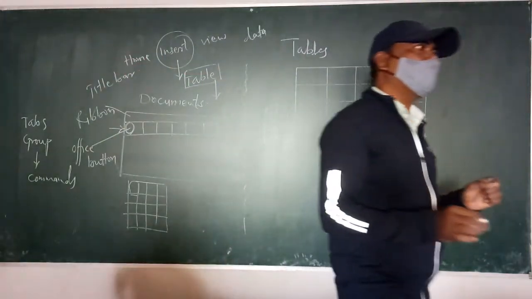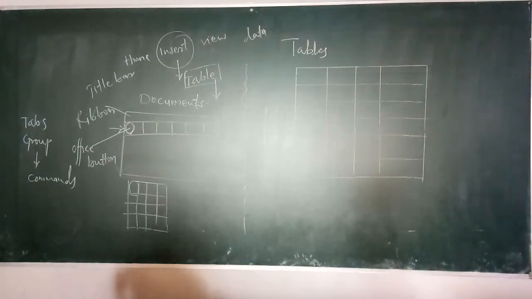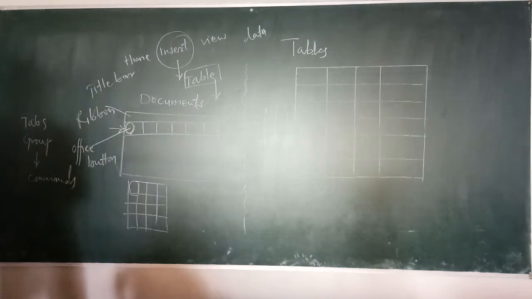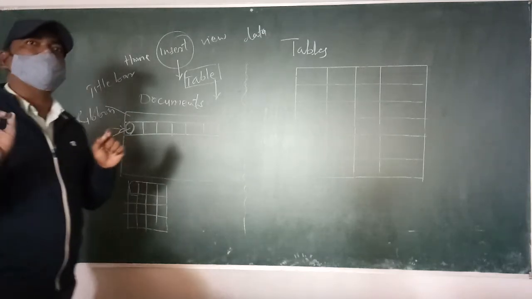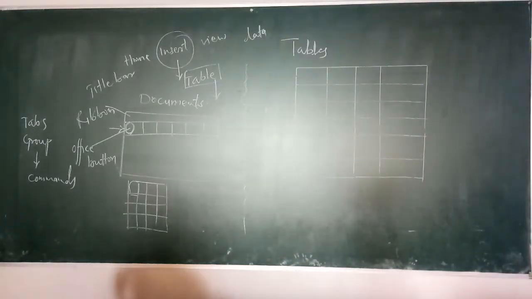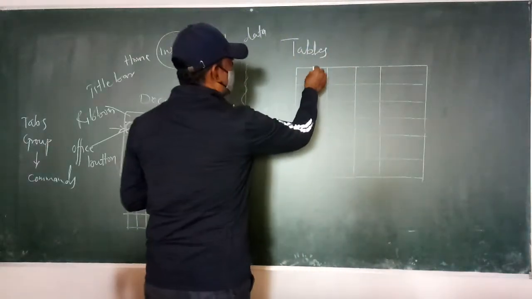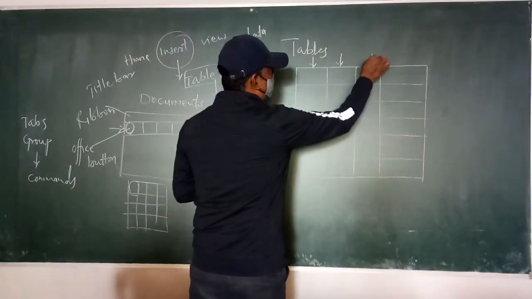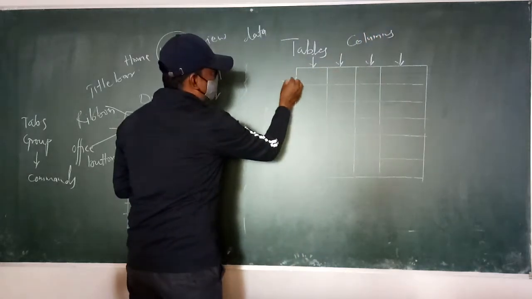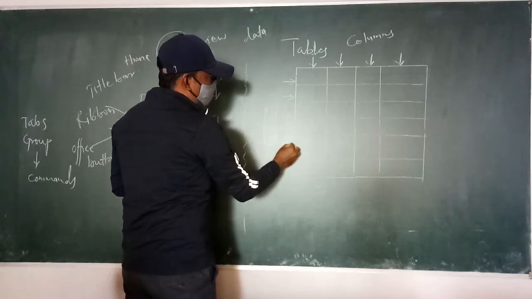So before going to create a table, you have to decide how many rows and how many columns you require in that table. What is a table? A table is made up of a number of rows and columns. So before creating a table, first you have to decide how many columns and how many rows you require. Here you can see these vertical lines are called columns, and these horizontal lines are called rows.